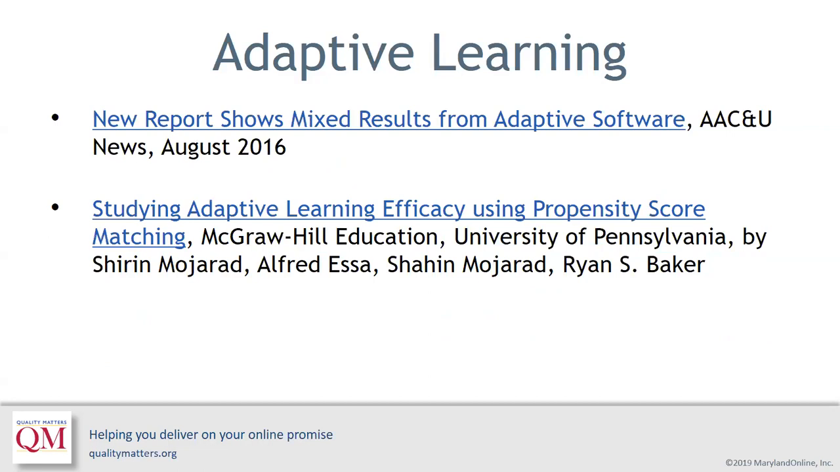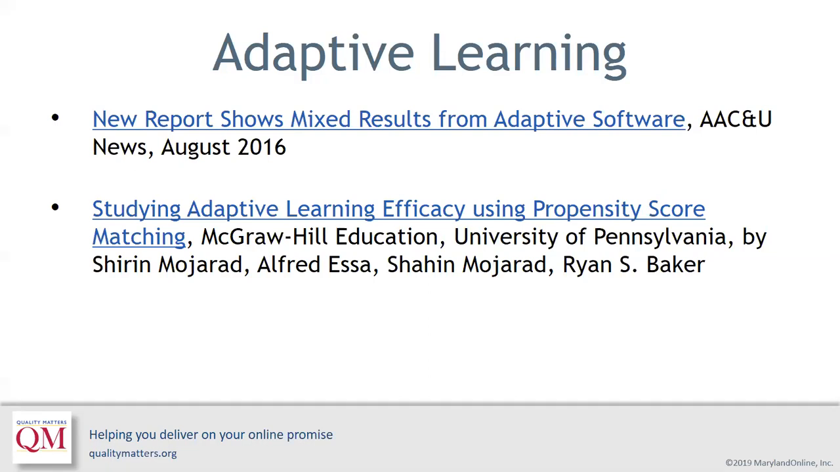This report, the first one here, harkens back to the information I mentioned from SRI earlier, with modest but significant positive effects on student scores, better than traditional lectures, and slightly better course grades in the students who used the adaptive learning versus the non-adaptive software in their fully online courses, but no significant impact on course completion.